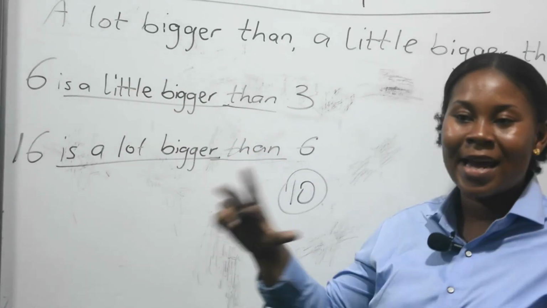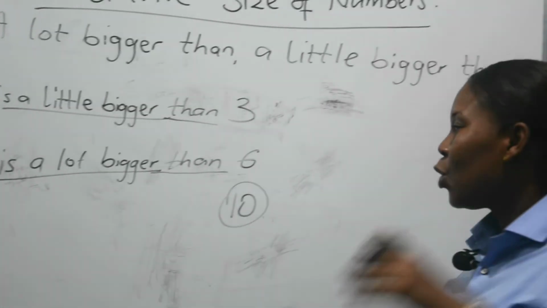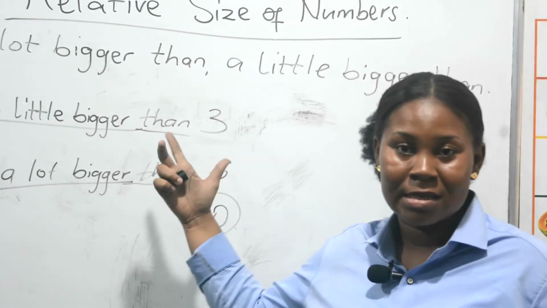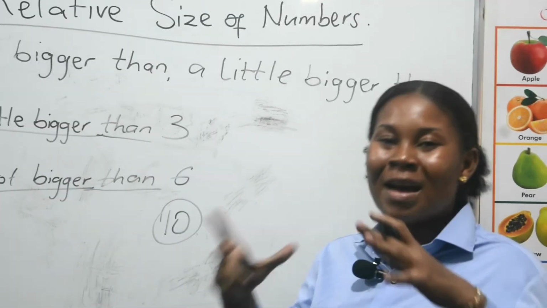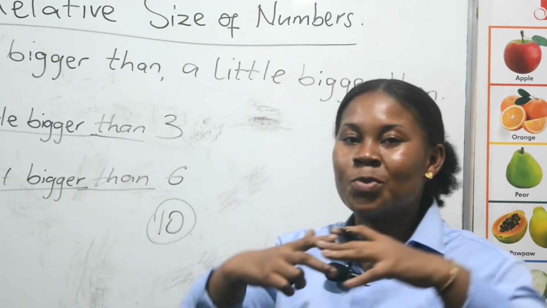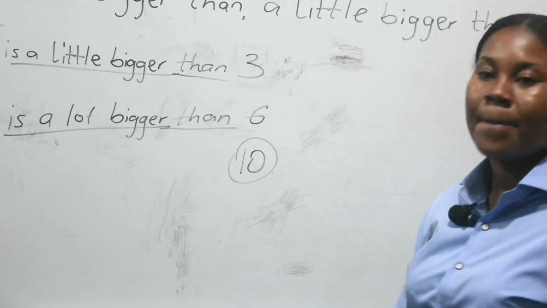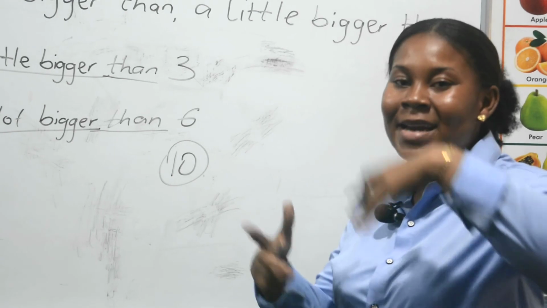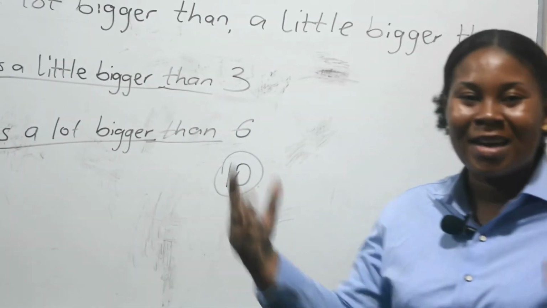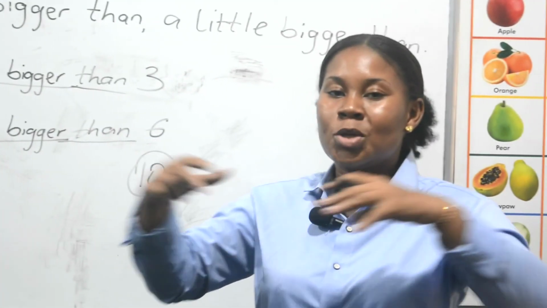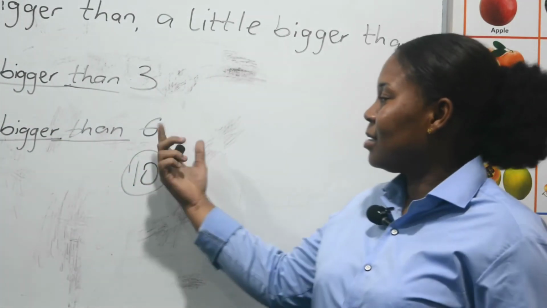So this one, when the difference between the two numbers is not up to 10, then you write a little bigger. It means it is bigger, but it is not that much. The difference between them is not wide. So it will be a little bigger than 3. But when the difference is more than 9, so 10, 11, going, then you say that it is a lot bigger. It means the difference between the two numbers is very wide. So it will be a lot bigger than 6.